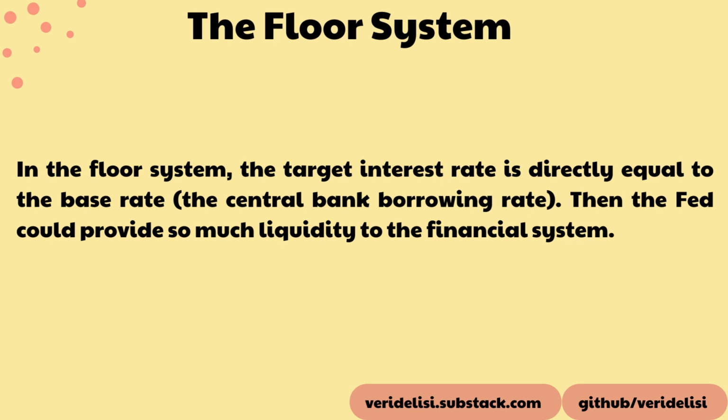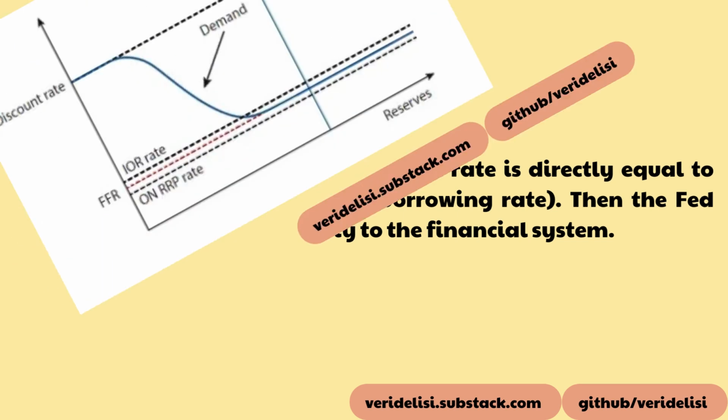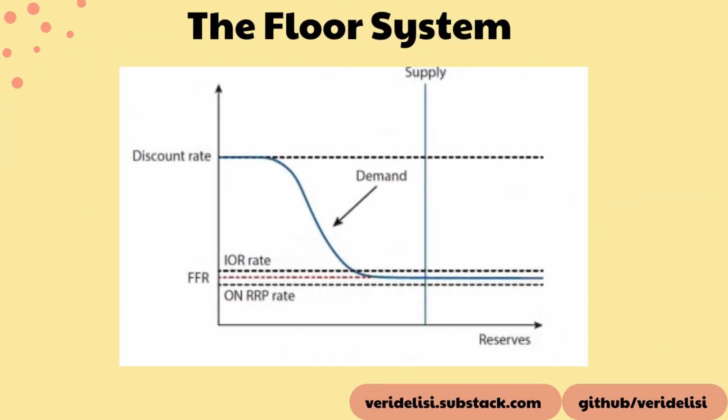In the floor system, the target interest rate is directly equal to the base rate, the central bank borrowing rate. Then the Fed could provide so much liquidity to the financial system. The Fed no longer relies on OMOs as the principal policy tool to target the policy rate in its day-to-day normal operations, because small shifts in the supply of reserves have no impact on the FFR by design.